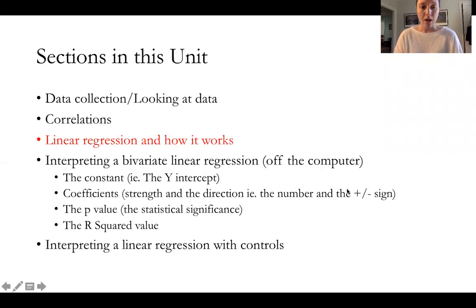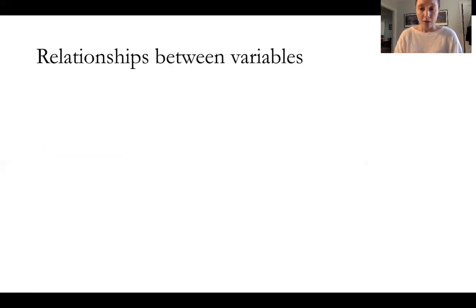So we have talked about what data looks like once you collect it and how to run correlations between two variables. We said a correlation can show us something about the strength of a relationship and the direction. Today we're going to talk about linear regression and how it works behind the scenes, and then in future videos we'll talk about what it looks like when you do it on a computer and how to interpret it from the computer output.